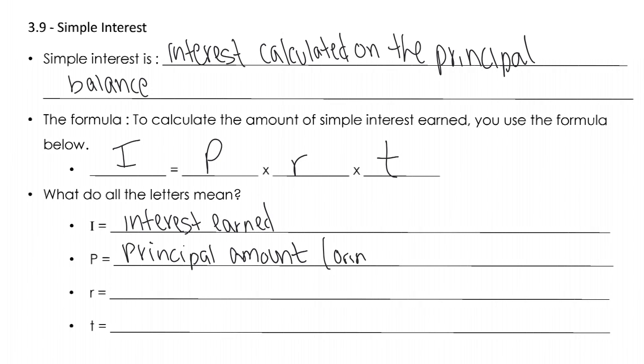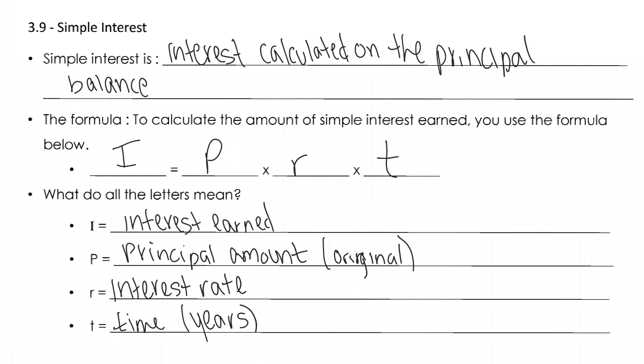I spelled original wrong. O-R-I-G-I-N-A-L. So it's like how much you open the bank account with or whatever. R is your interest rate. And T is time in years. Okay, so I equals PRT.